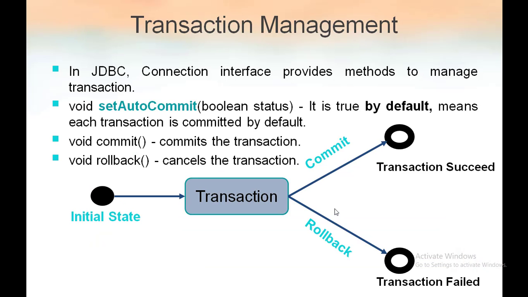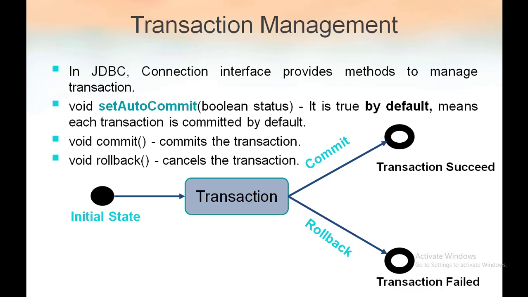In JDBC, the Connection interface provides methods to manage transactions. There are different types of transaction properties available. ACID properties means atomicity, consistency, isolation and durability. Atomicity means all operations are done successfully. Consistency means reliable data. Isolation means separation: one transaction will not be disturbed by another transaction. And durability means after completion of a transaction, stored data will be permanent until another transaction is going on.